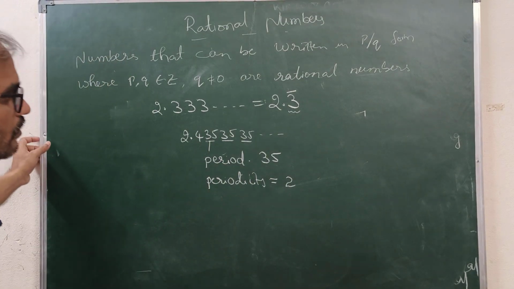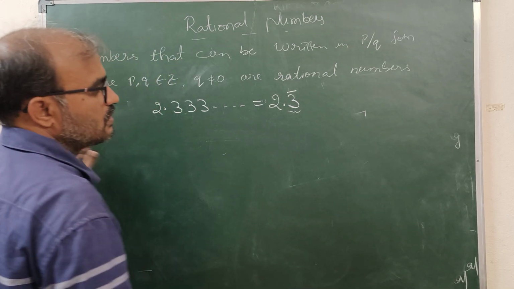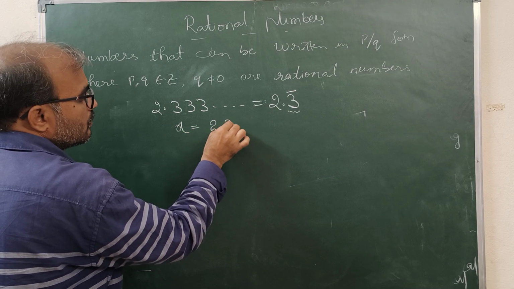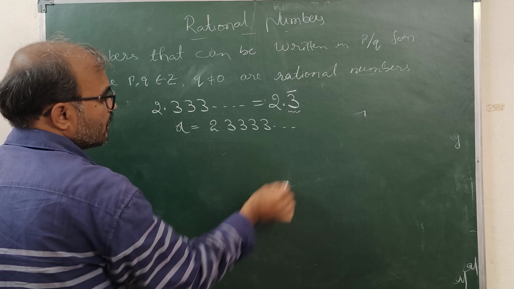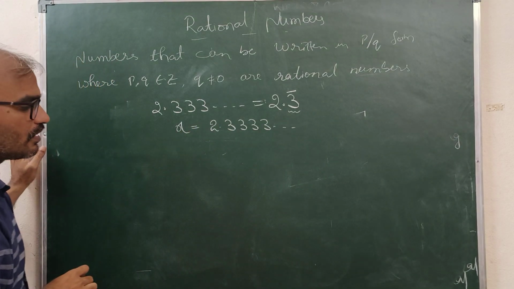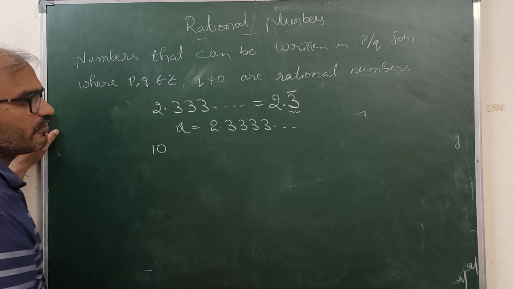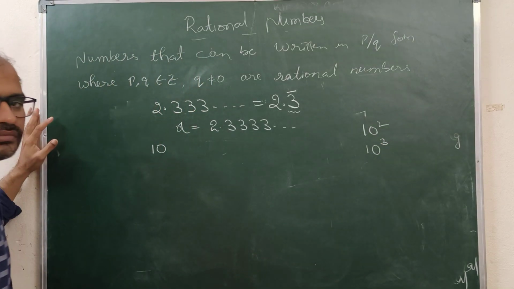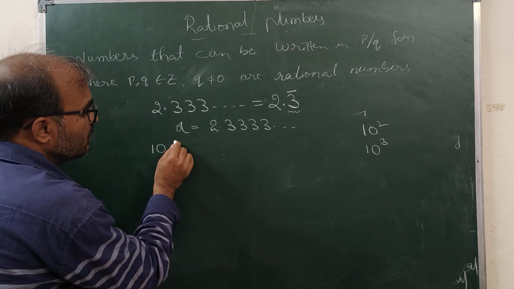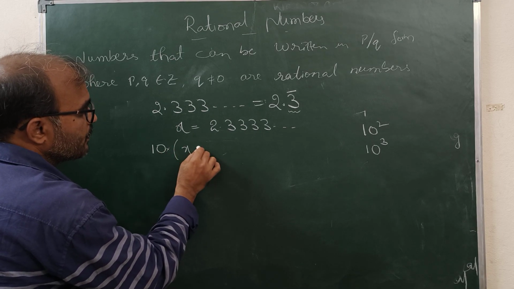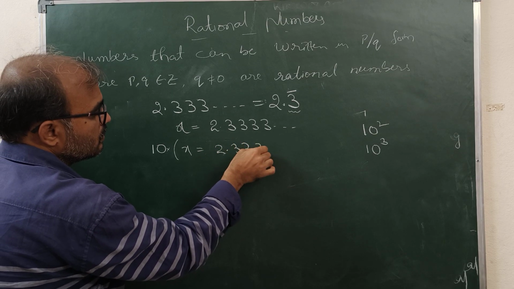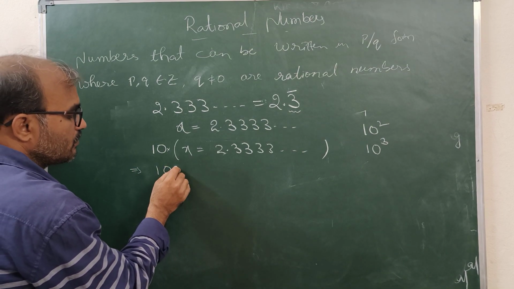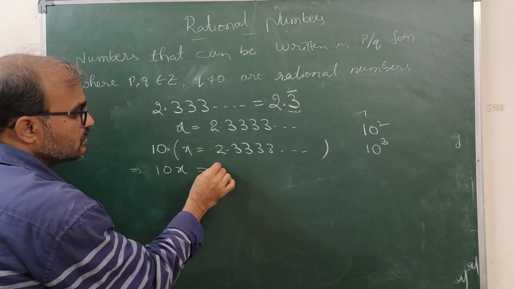Now, we have to consider the given number 2.333... as x. Here periodicity is 1. If periodicity is 1, multiply by 10. If periodicity is 2, multiply by 10 square. If periodicity is 3, multiply by 10 cube. Now multiply the entire equation by 10: 10 into x is equal to 10 into 2.3333..., multiplying on both sides. This becomes 10x.